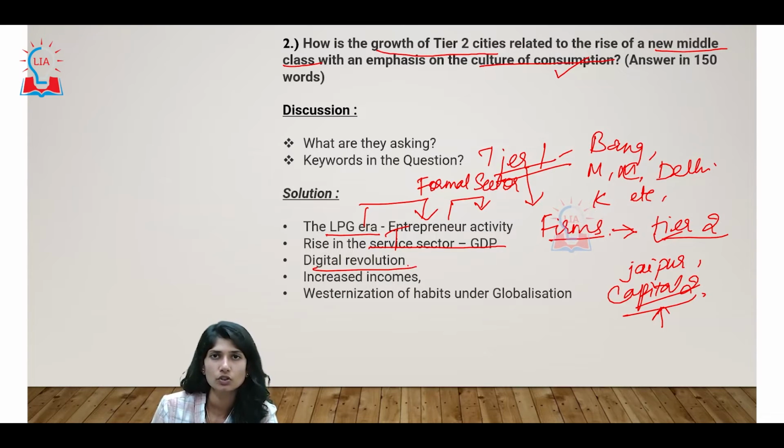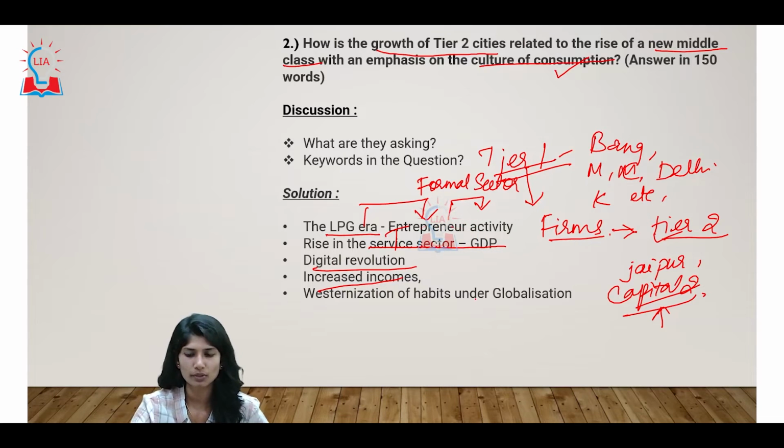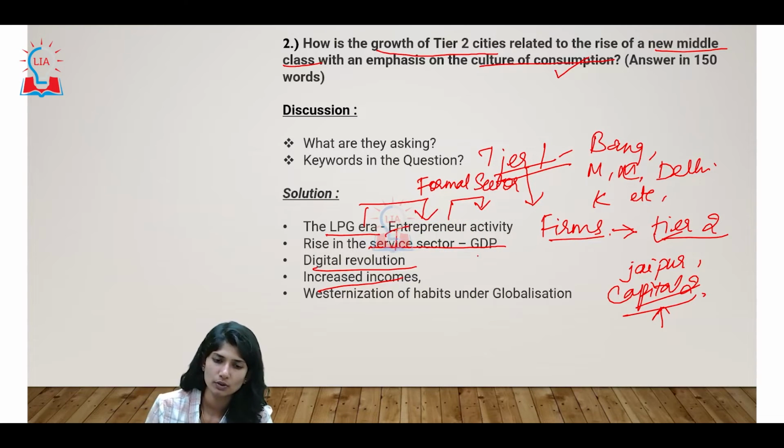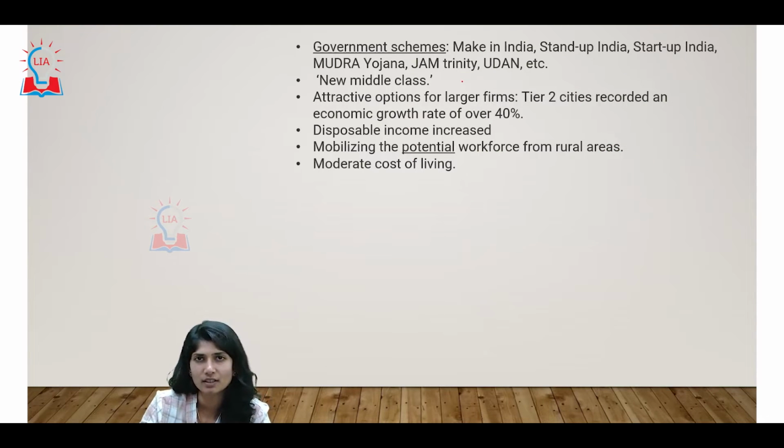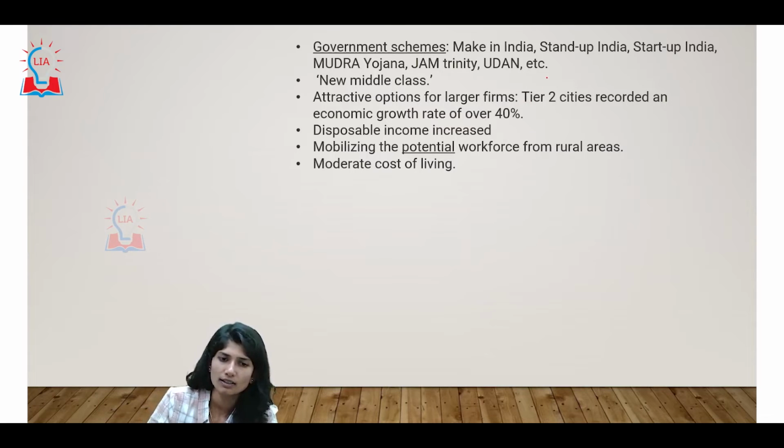We are constantly witnessing the digital revolution, increased incomes, westernization of habits under globalization, all your fast foods, brands, clothing, etc. Everyone will want to indulge. If you start making more money, you will obviously want to indulge, and spending will increase. Coupled with that are the government schemes, Make in India, Stand Up India, Startup India, and all these other schemes, and there is a rise of something called the new middle class. This concept will grow with Tier 2 cities, so you can use new middle class synonymously with Tier 2 cities.